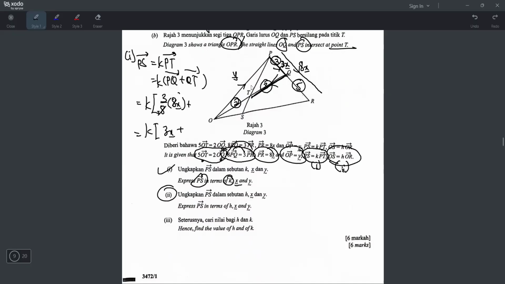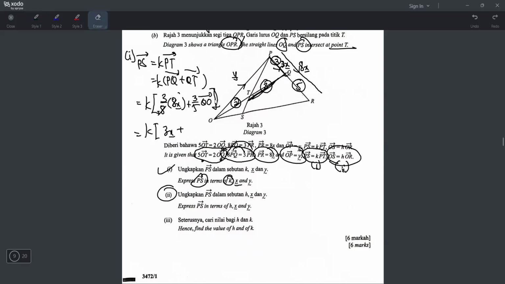Okay, for QT, I don't have the vector, but I can use the ratio, right? Because they give us the ratio 3 here. So QT is actually 3 portion out of how many portions? The total here will be 3 plus 2, which is 5, right? That means QT is 3 over 5, 3 portion out of 5 portion, of QO. Agree, right?